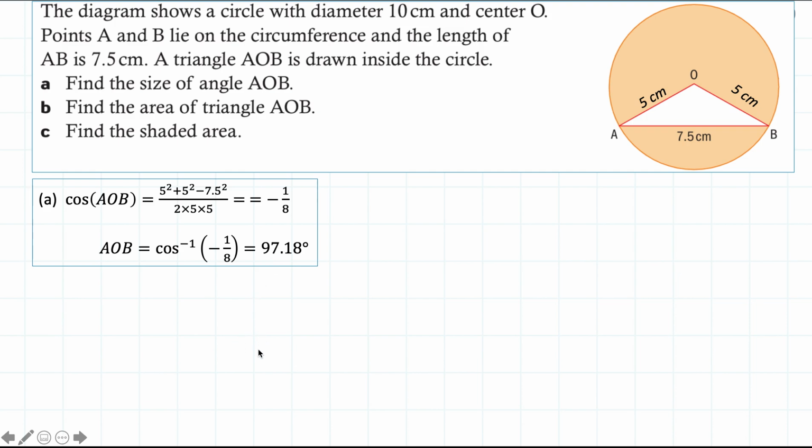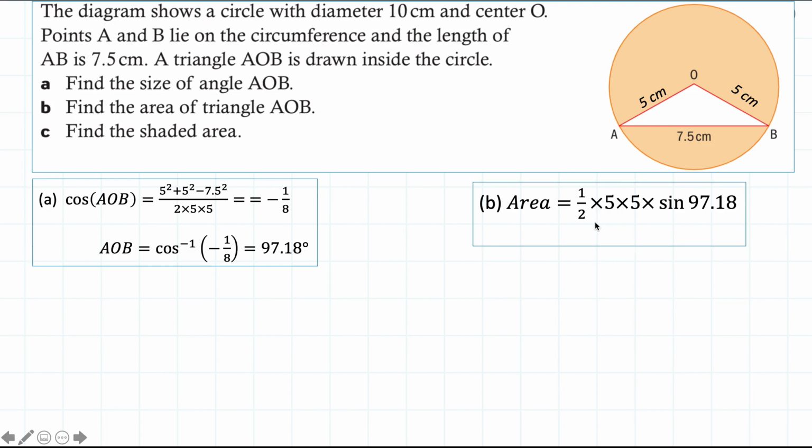Part B wants the area of the triangle AOB. Well, we found the angle included between this length and this length, so I can use half AB sine C. So I have half times 5 times 5, and then sine of the angle included between them, which is what we found in the previous question, 97.18. Usually that's how questions would be set up. They won't just give you the triangle without the included angle. They'll probably add a previous step where you have to find this included angle. So the area is 12.5.